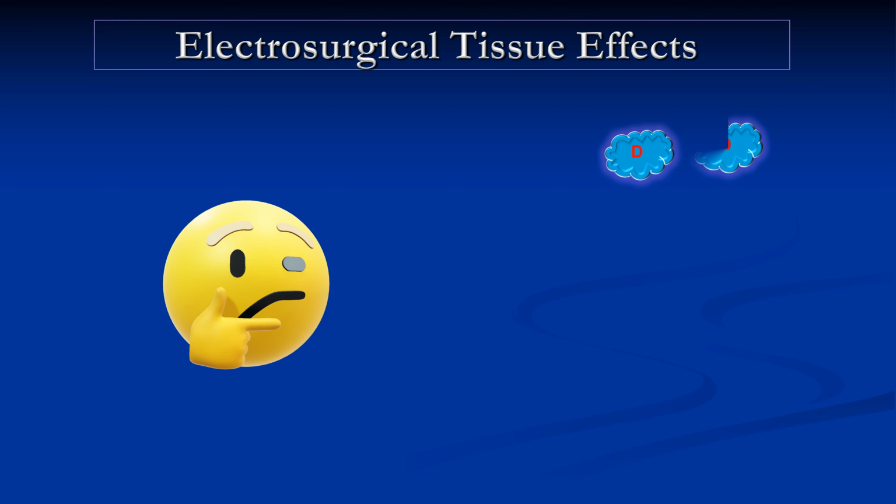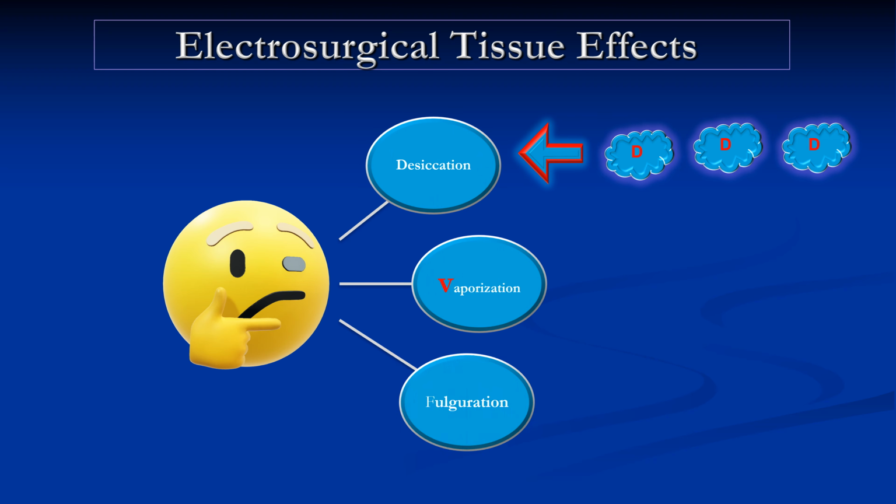Electrosurgical tissue effects. There are three main effects. The first is called desiccation, the second vaporization, the third fulguration. Desiccation is a direct contact between the active electrode and the tissue. Remember, desiccation starts with D, so D for direct contact. D will cause dehydration of the tissue. D will cause denaturation of the protein. The second effect, vaporization or cutting. The third one is fulguration, and we will discuss each one in detail.